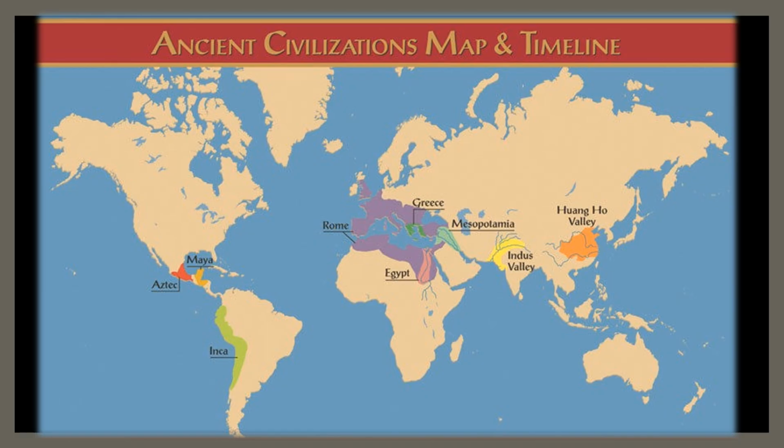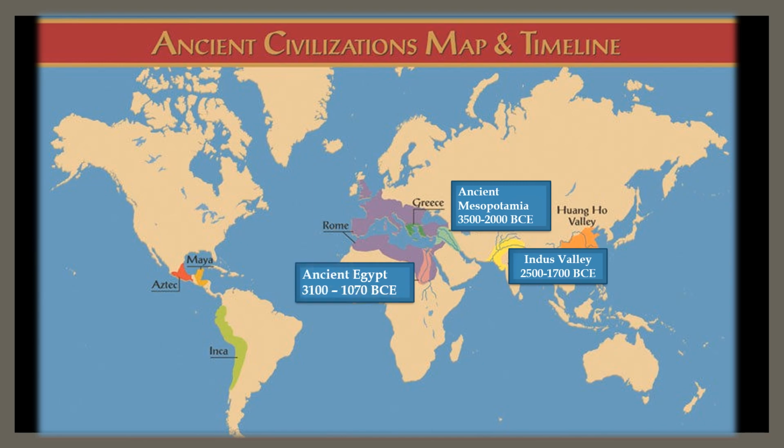Our map we're looking at today is Ancient Civilizations Map and Timeline. Now on this map we can see that there are a lot of different civilizations listed. We're going to start with the oldest and work our way forward. So first up we have Ancient Mesopotamia, which existed from 3500 to 2000 BCE. We also had the Indus Valley, which was there from 2500 to 1700 BCE.